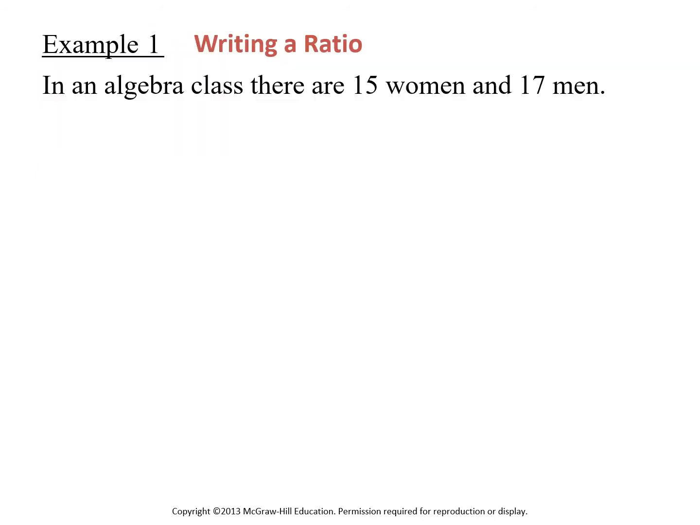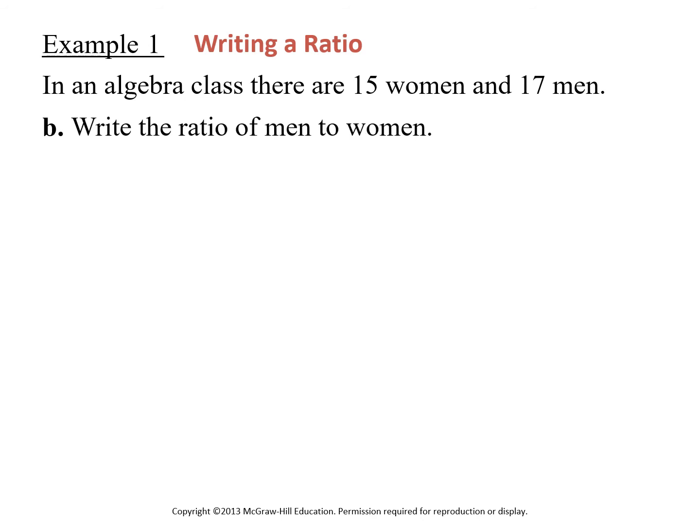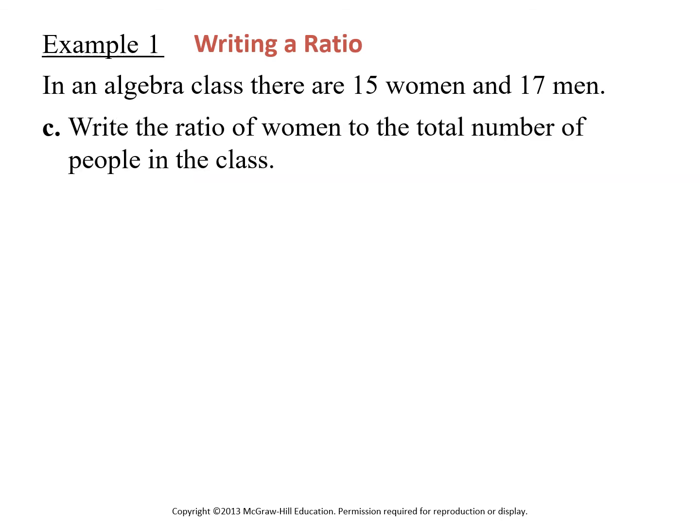In an algebra class, there are 15 women and 17 men. Write the ratio of women to men. Now, order counts, so we're going to use women in the numerator, 15, and men in the denominator, 17. So the ratio is 15 to 17. Write the ratio of men to women. This time, 17 men are in the numerator, 15 women are in the denominator.